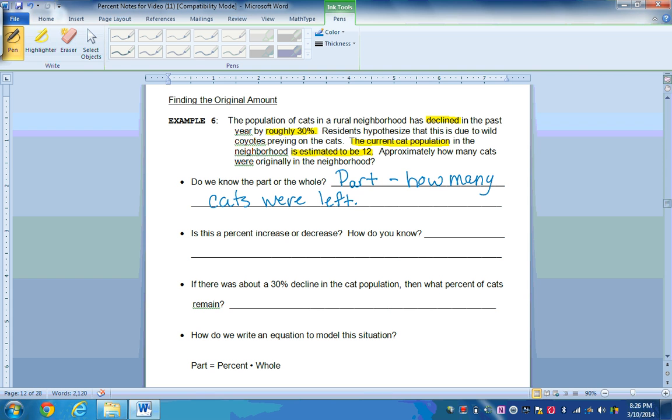Is this a percent increase or decrease? Well, this highlighted word right here tells us declined is a percent decrease. So go ahead and write that down, percent decrease. Because, it says, how do you know? Because the word declined means to go down.